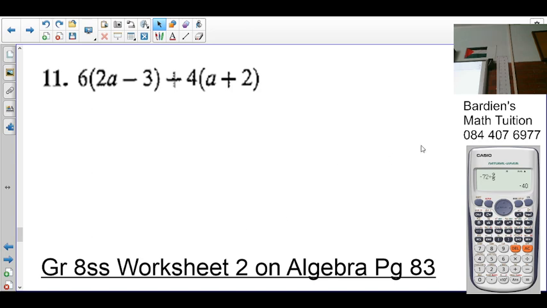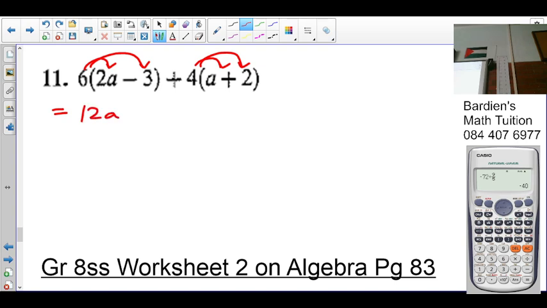Are the terms inside the bracket like? No. So what do I do? Multiply to get rid of the brackets. So 6 times 2a? 12a. 6 times negative 3? Negative 18. Plus 4 times a? 4a. 4 times 2? So 12a plus 4a? 16a. What's negative 18 plus 8?